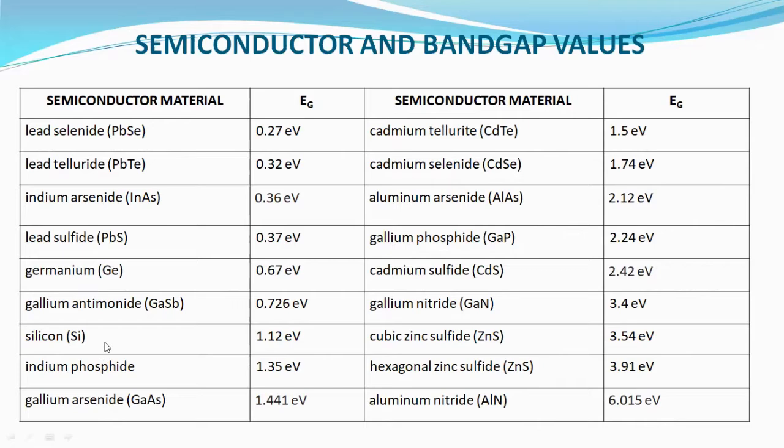Silicon and germanium, as you know, are indirect bandgap semiconductors. I'll say what is indirect and what is direct bandgap semiconductor later on in this course. But before that, for your convenience, silicon and germanium are indirect bandgap semiconductors, and all these compound semiconductors are direct bandgap semiconductors, except GaP, gallium phosphide.